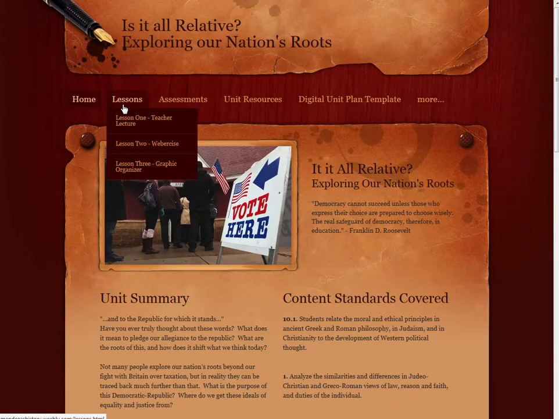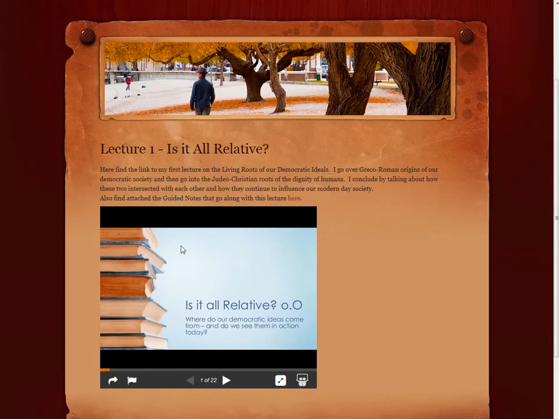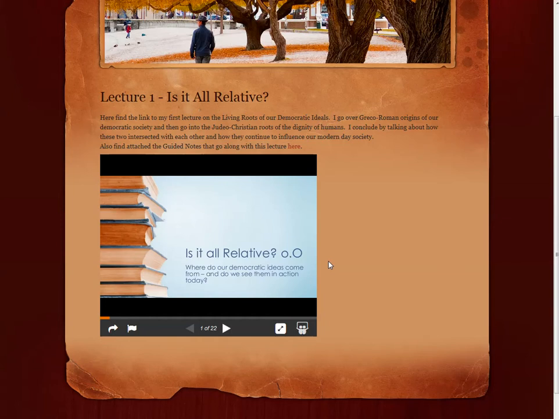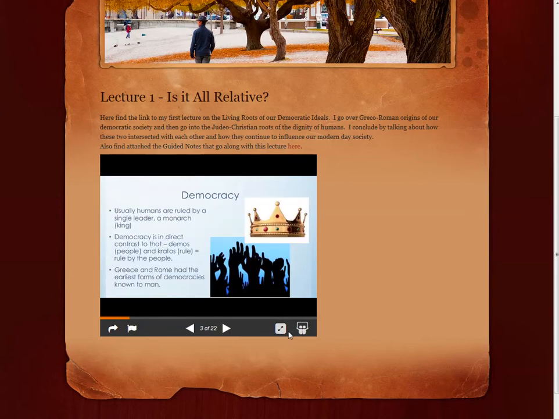But let's move on. For the lessons, I have my first lesson on here, which is the teacher lecture. This would be the first thing I went over in the group, besides the KWL chart, which I'll talk about in a little bit. I have the slides uploaded onto here, so they're pretty easy to find.